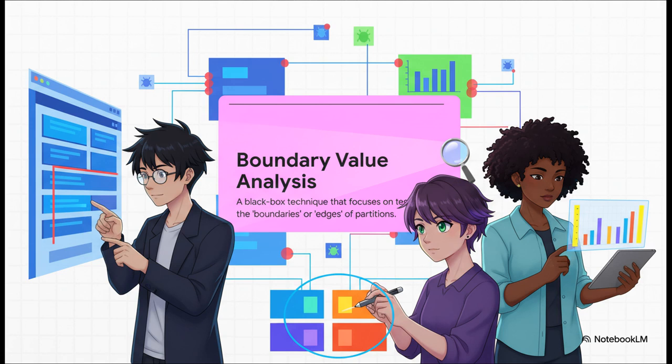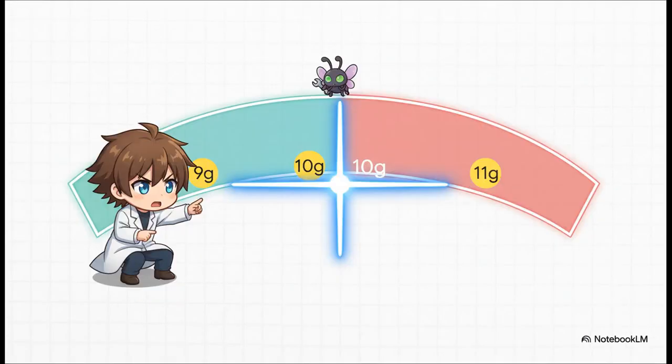Okay, so equivalence partitioning is great, but there's a little secret developers know, and testers know it too. Bugs love to hide right at the edges of these partitions. You know, where the logic changes from one thing to another? That's where things get tricky. And that's exactly why we have another technique called boundary value analysis, or BVA. It's the perfect partner for equivalence partitioning. So how does it work? It's simple, but it's genius.